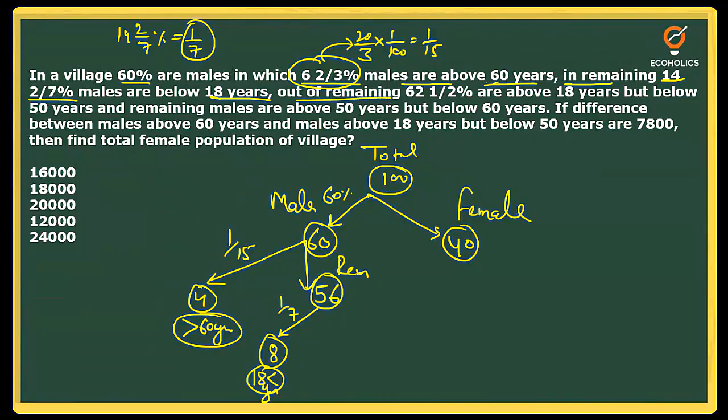Now out of the remaining, if you check 56 minus 8, that will be 48. Yes or no? Out of the remaining, 62 1/2%. So what is 62 1/2%? This is 5/8.